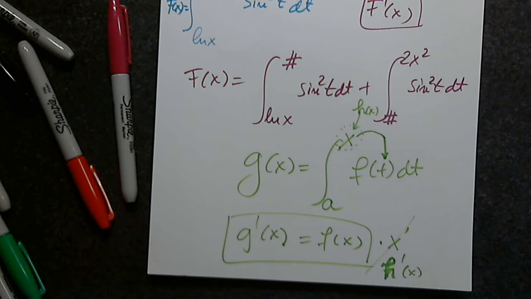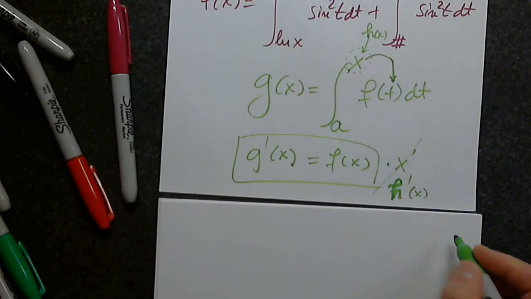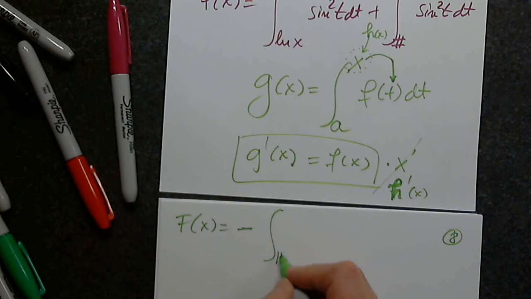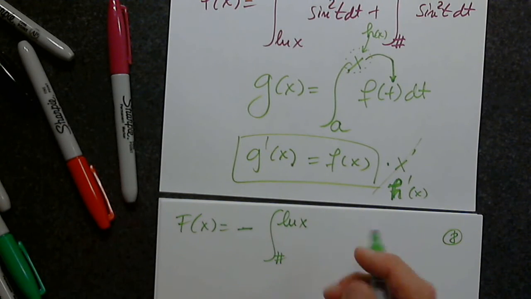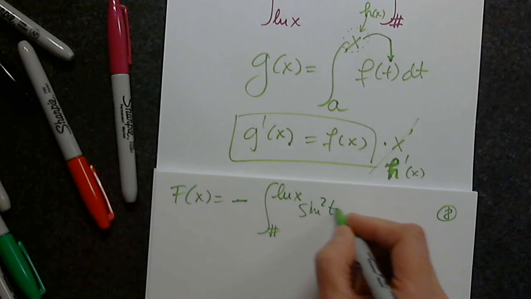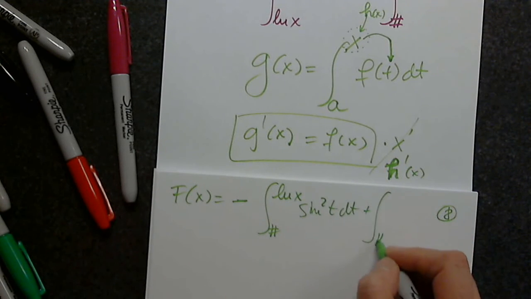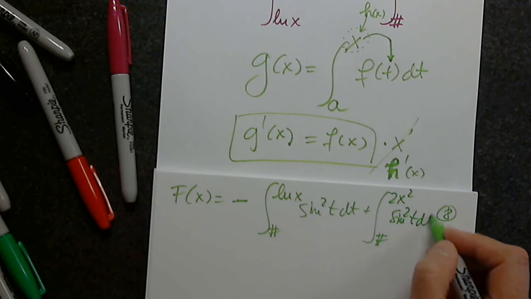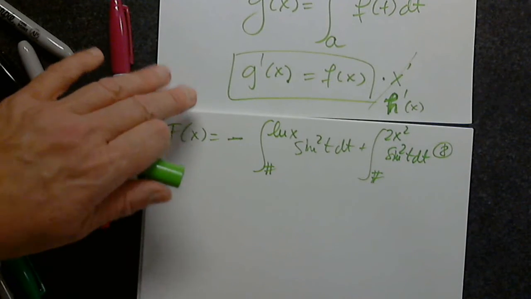Yes, correct. And then it's ready for differentiation. So f of x equals the integral from a number to natural log x. If this confuses you, just put anything you want. Put 5, put 10, put 0, put whatever you want. Sine squared t dt plus the integral from that number to 2x squared of sine squared t dt. Now, both integrals are ready.